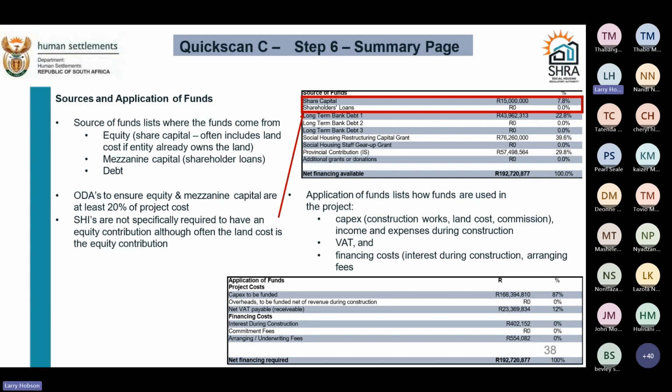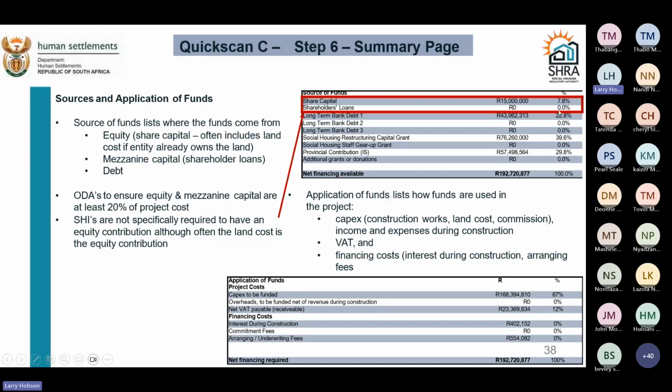Right, so those were the inputs. We're now going to the summary page, and that you see is to ensure that you've got 20% in this section here.